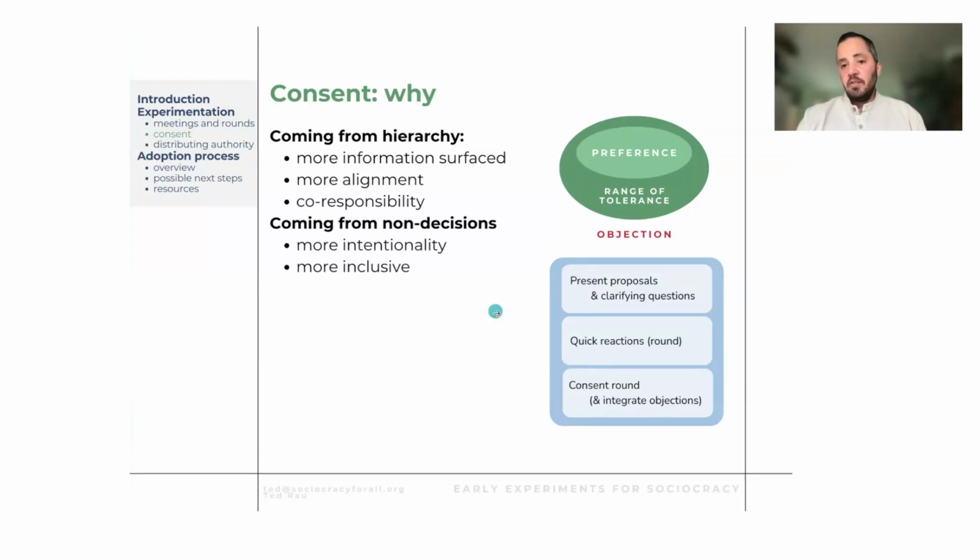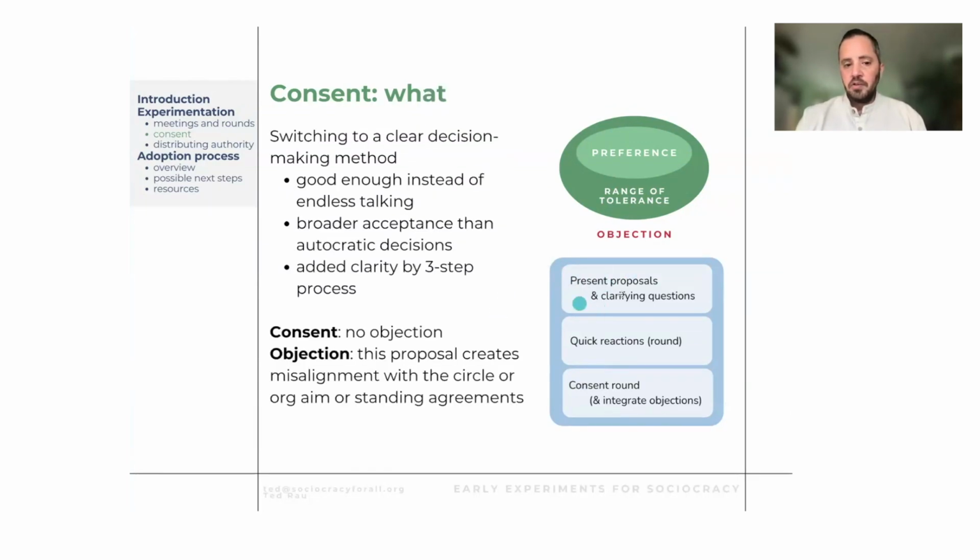There are also these different steps around how you go through a decision-making method, like presenting the proposal, asking for reactions. There's kind of a 1, 2, 3 step situation. So consent is a good idea if you struggle with going from bouncing ideas to making a decision, because we're aiming for good enough, which means we can talk less and get to a decision faster. It's also typically broader acceptance than autocratic decisions, and that clarity that I already mentioned.